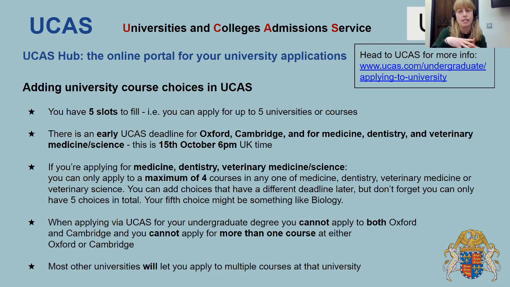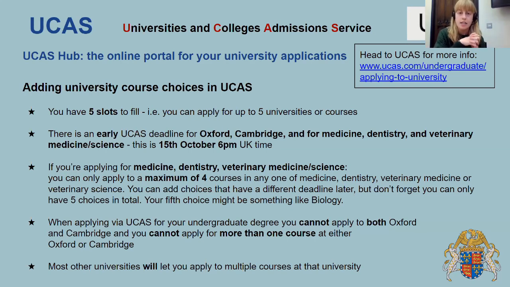UCAS, the Universities and Colleges Admissions Service, is the online portal for applying to universities in the UK. Definitely go to the UCAS website for more information, but some useful pieces of information for you at this stage. There is an early UCAS deadline. We did cover this in, I think, the first session, the introduction to universities and to Cambridge in particular. The early UCAS deadline this year is the 16th of October. I can spot that my slides are out of date. Apologies for that. Normally it's been the 15th of October, but this year the 15th falls on a Sunday, so it's now the 16th.